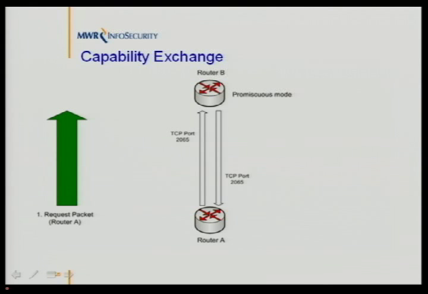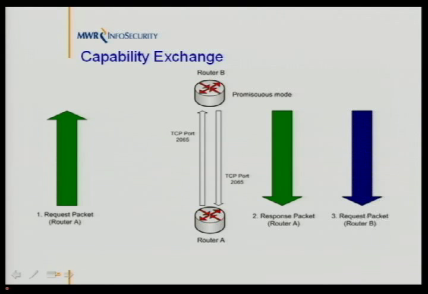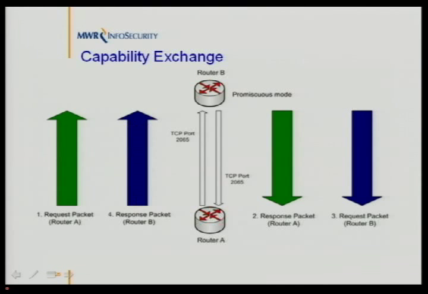Once that connection has been established, we can then send a request packet up to the target router containing a list of our capabilities. If the target router likes our capabilities, it will send back a response saying, yeah, I can talk to you. The router will then send you its capabilities. And at which point, if we send a response back saying, yes, I support those capabilities, we've exchanged capabilities and are actually able to communicate with the remote router using DLSw.